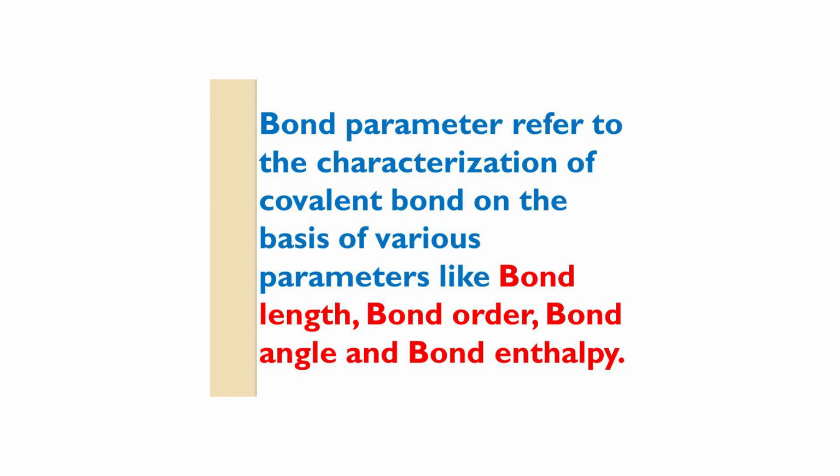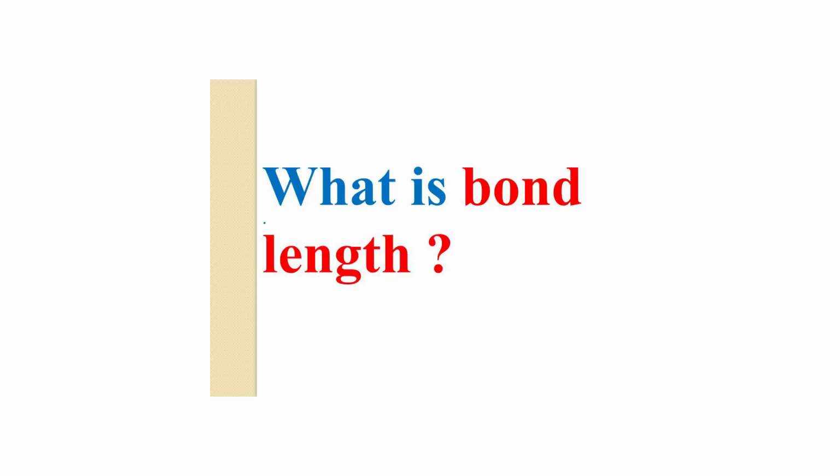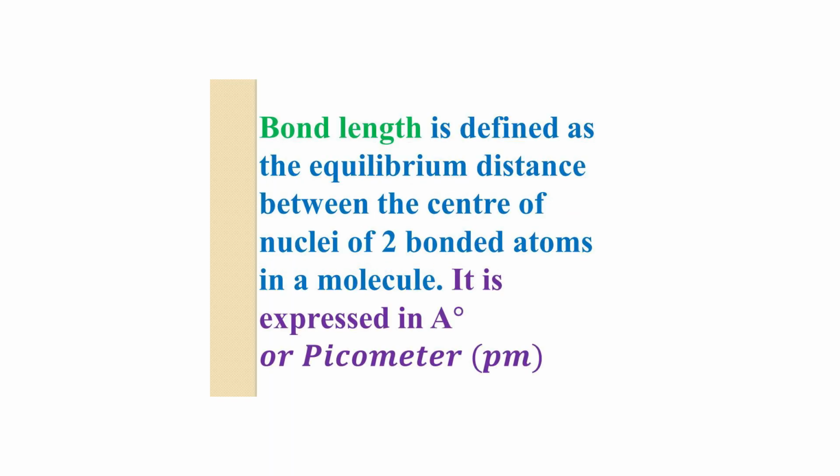Bond parameter refers to the characterization of covalent bond on the basis of various parameters like bond length, bond order, bond angle and bond enthalpy. Students, what is bond length? Can you define the term bond length? Bond length is defined as the equilibrium distance between the centers of nuclei of two bonded atoms in a molecule, and bond length is measured in picometer or Angstrom unit.